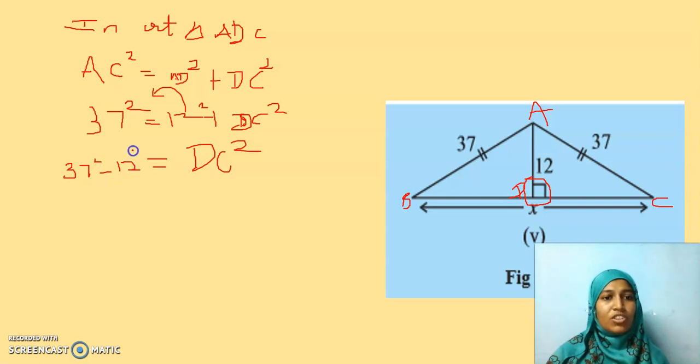Is it clear, my dear children? So what is 37 squared? It is 1369. You have to do it in your rough column and you will find it. And what is 12 squared? It is 144. If I subtract these two, I will get, subtract and tell me.